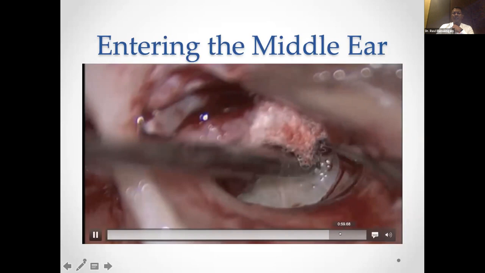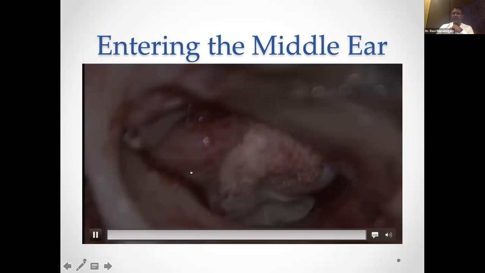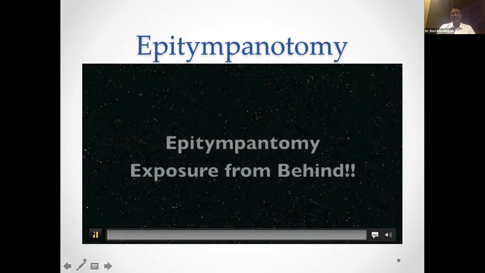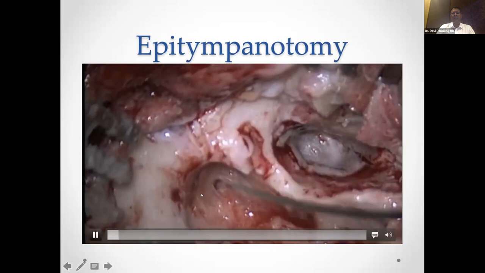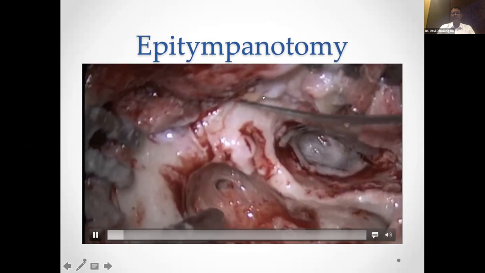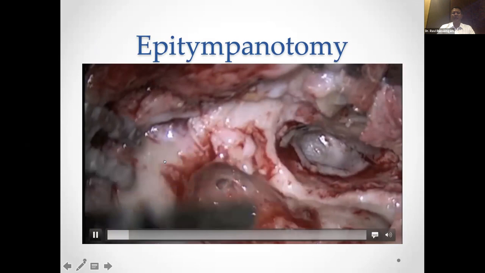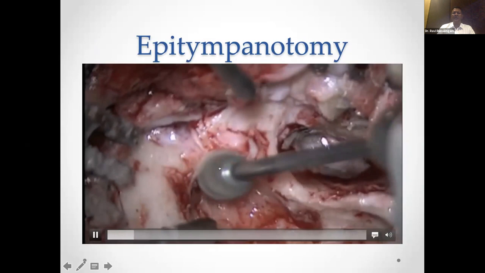And slowly we work our way towards the posterosuperior area where the cholesteatoma actually is. Now, the actual disease clearance. When I say epitympanotomy, what I mean is I'm talking about exposure from the mastoid side. You see the mastoid, you see it's unhealthy, but we don't see cholesteatoma here yet. It's more mucosa. So you've got the posterior canal wall, you've got the tegmen plate, and you've got the space between the posterior canal wall and the tegmen plate. That is the bone that you want to remove to get further exposure toward the aditus and the attic from the mastoid side.